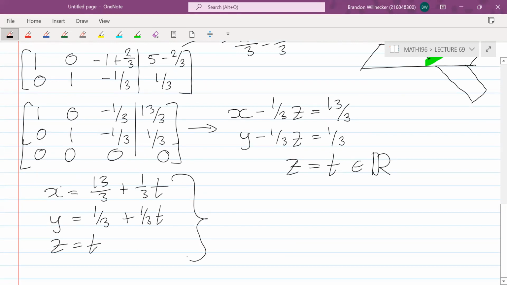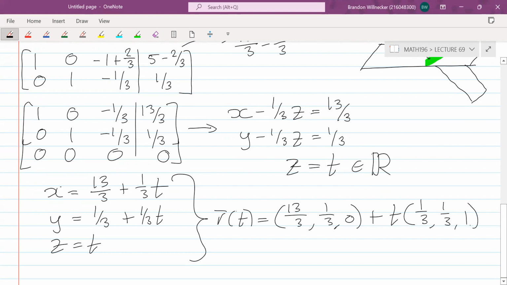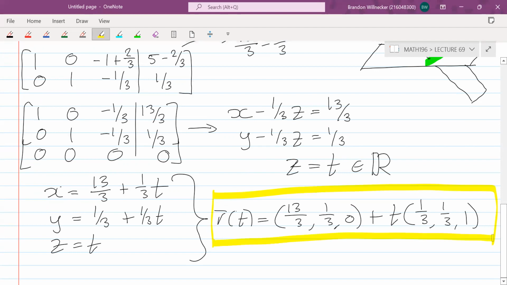Okay, so putting this all together in a vector equation, we see that r(T) is going to be equal to the constants that we had. So that's 13 over 3, 1 over 3, and 0. And then everything multiplied by T, we can put as a separate term. So that's T times 1/3, 1/3, and 1. Okay, and this gives us the line of intersection.